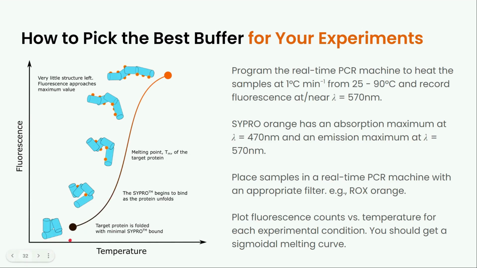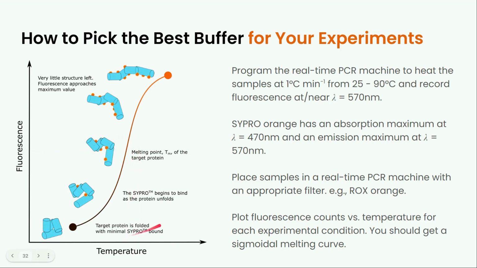So just to illustrate this graphically, we've got this imaginary protein here in your real-time PCR machine. At room temperature, it's folded, and then as you heat it up, it begins to unfold. Some of the SYPRO dye molecules begin to bind to it. I've represented these in orange circles. And as you add more energy, as you increase the temperature, more SYPRO begins to bind, so you get more fluorescence. And you keep going on until you've got no structure left, and you've got as much SYPRO bound as there ever will be, and that gives you your maximal fluorescence.